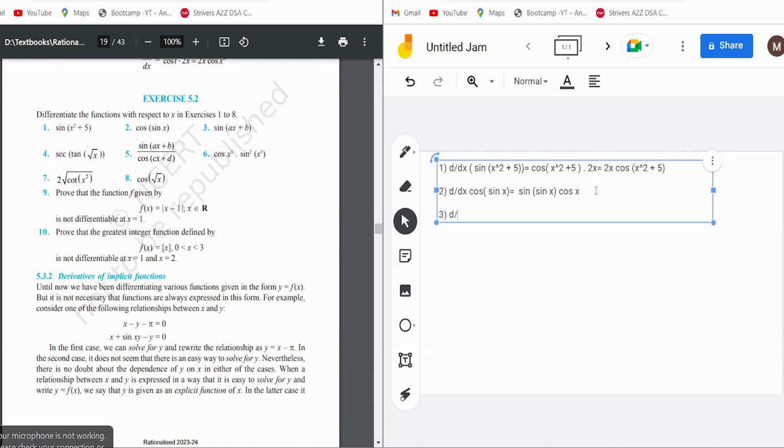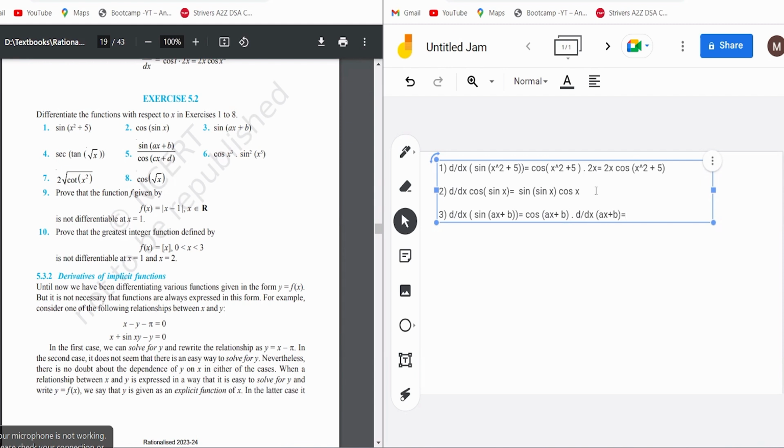Now it's d by dx of sine of ax plus b. Sine of ax plus b. Okay. So what is this? This is nothing but differentiation of this thing. Firstly, differentiate the outer function. What's the outer function? Sine. Differentiation of sine is cos. So cos of ax plus b. Okay. Then the differentiation of ax plus b. Then multiplied by d by dx of ax plus b.